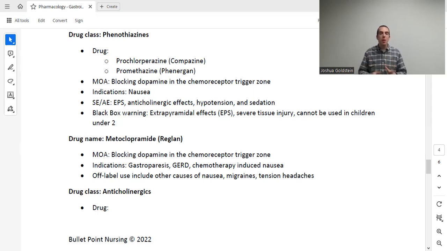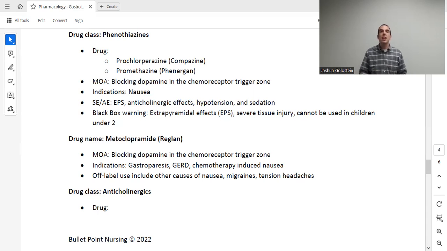At the RN level, that's probably a bit much to know for pathophys of how this works. At the NP level, that's definitely fair game to understand the chemoreceptor trigger zone is part of the mechanism responsible for triggering nausea and or vomiting. Adverse effects, we just said EPS, extrapyramidal symptoms, also anticholinergic effects, also hypotension and sedation can be resulted. This drug does have several black box warnings that it can cause EPS, that it can cause severe tissue dermatological issues, and that it should not be used in children under the age of 2.